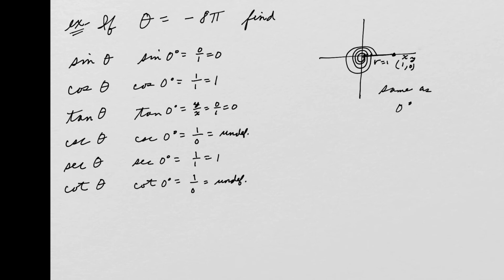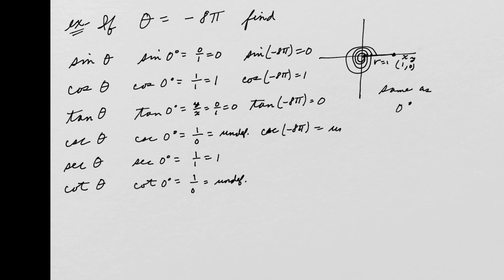So I know that the sine of negative 8 pi, that's got to be 0. Cosine of negative 8 pi radians has got to be 1. Tangent of negative 8 pi radians has got to be 0. Cosecant of negative 8 pi radians is undefined. Then secant of negative 8 pi radians is 1. And then cotangent of negative 8 pi radians is undefined.